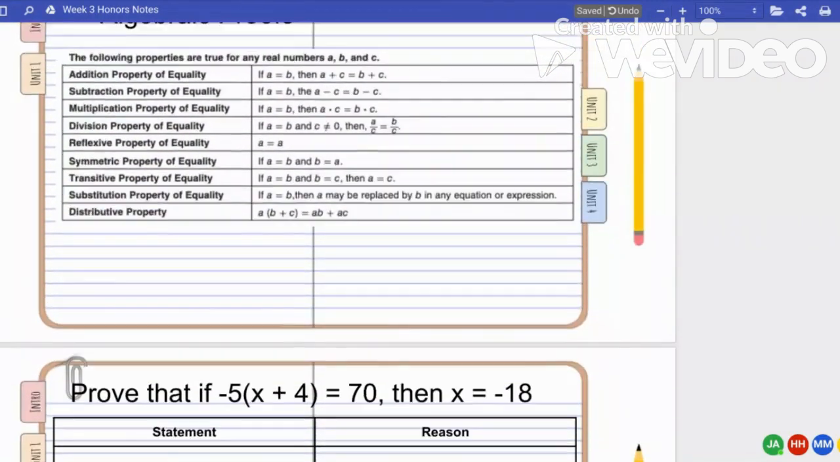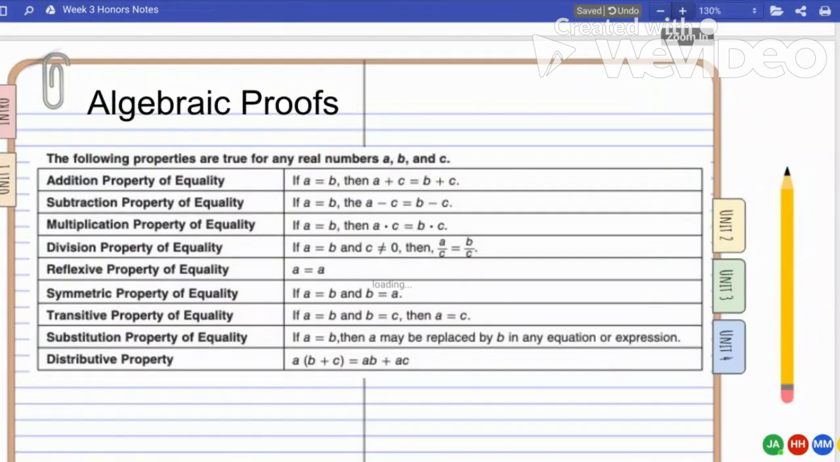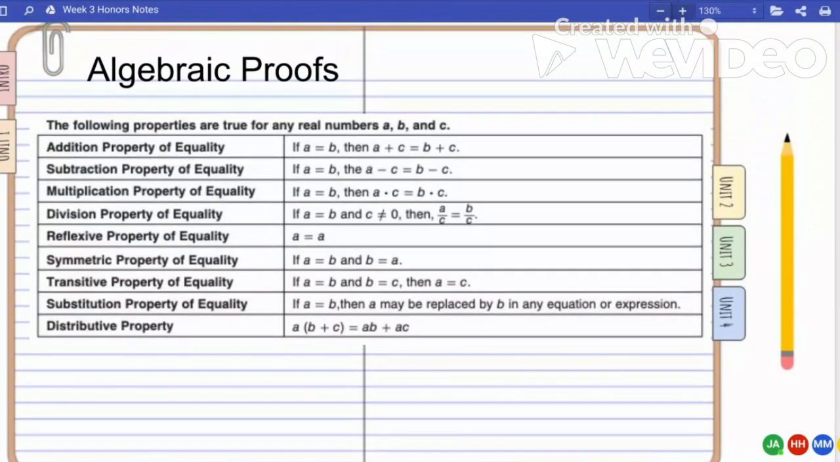Okay, algebraic proofs. Proofs are just a way to organize your information, okay? So basically, it's just like a step-by-step process in how you're doing something. A lot of times when we think about things, we leave out steps, and if we're trying to explain it to somebody else, they don't do it exactly how we want it to happen. So proofs are a way for us to organize our information step by step by step. We have a couple different types of proofs, and today we're just going to practice what we call two-column proofs.